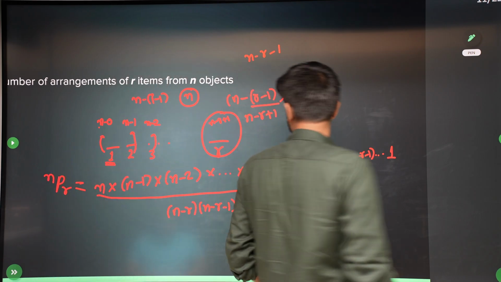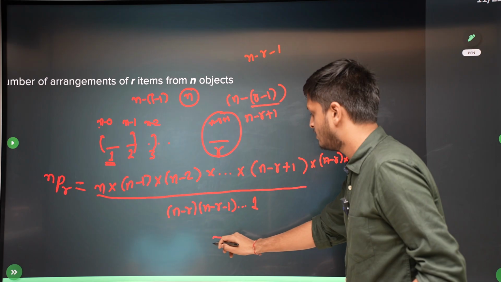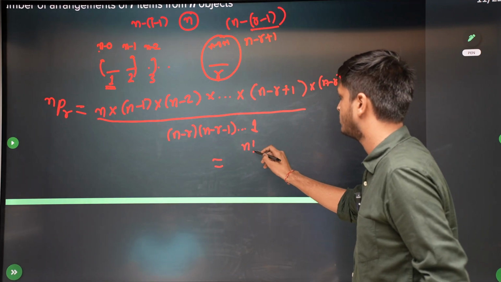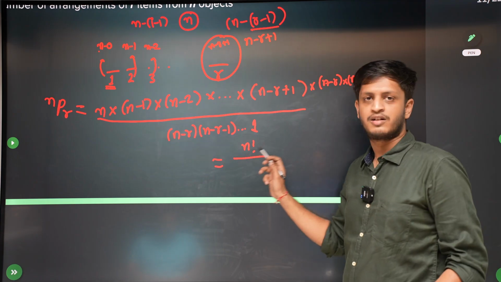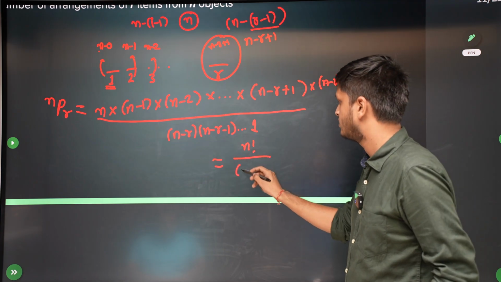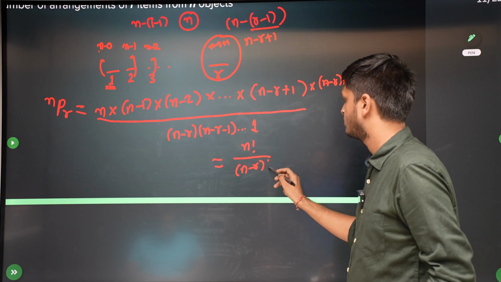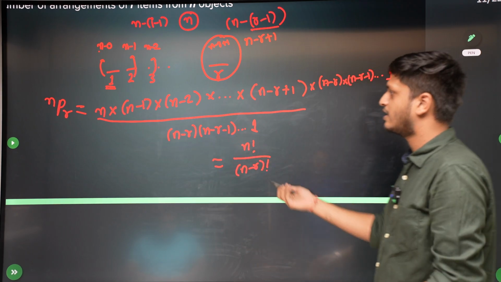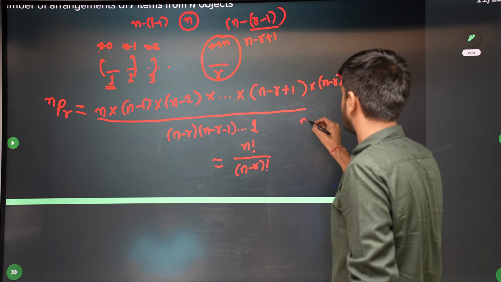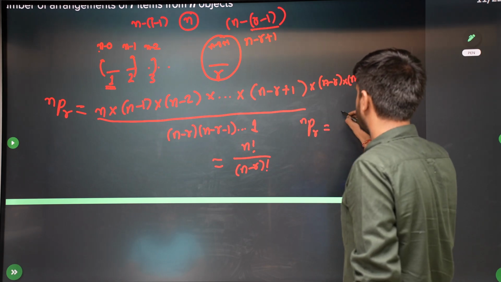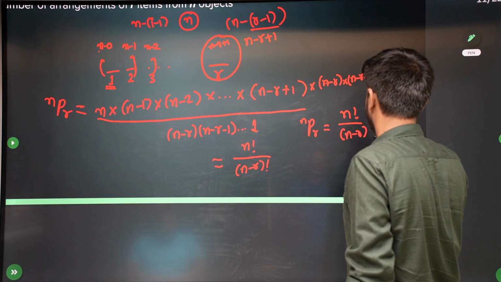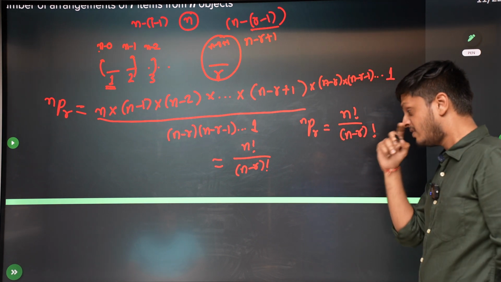Now you can see very easily that the numerator is n factorial, and the denominator is n minus r factorial. Right? It is n minus r factorial by definition. So this is what NPR is. So this is the proof. NPR is n factorial upon n minus r factorial. Okay?